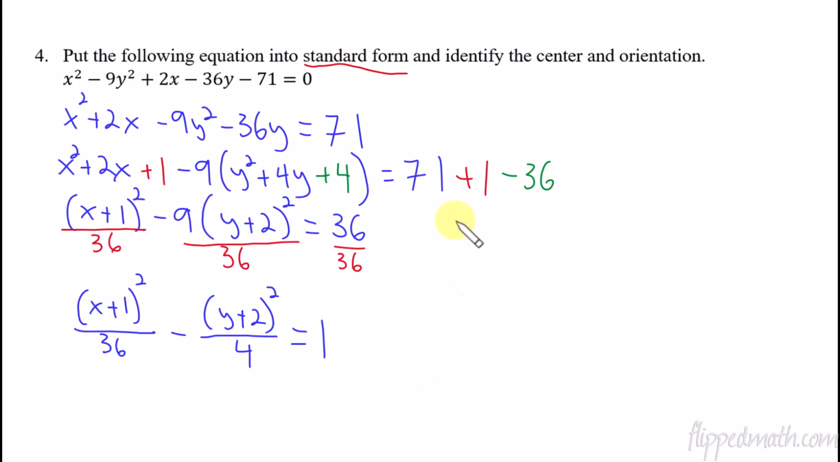So what's the center? Let's write that out. The center is at negative 1, negative 2. And which orientation? Is it horizontal or is it vertical? So which one's positive? The x is being positive. So this is a horizontal hyperbola. Okay, we finished this off.